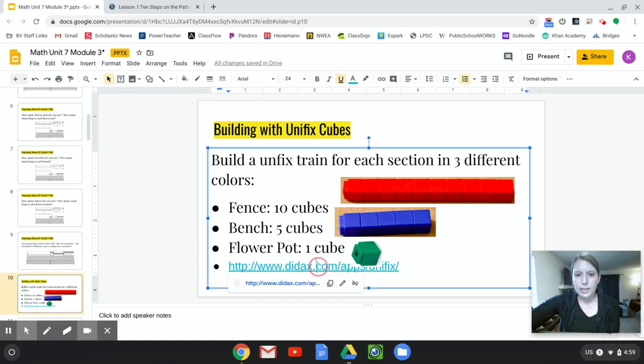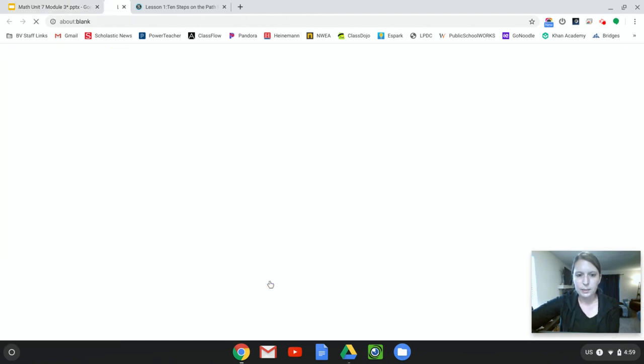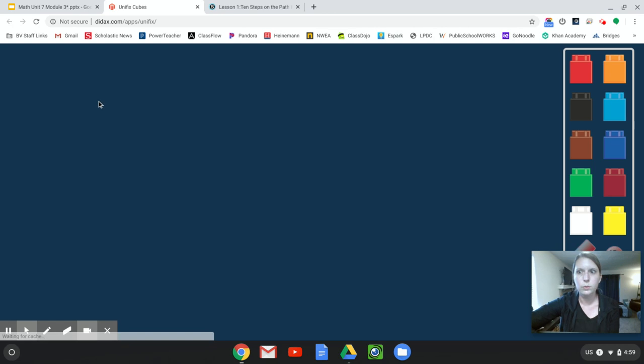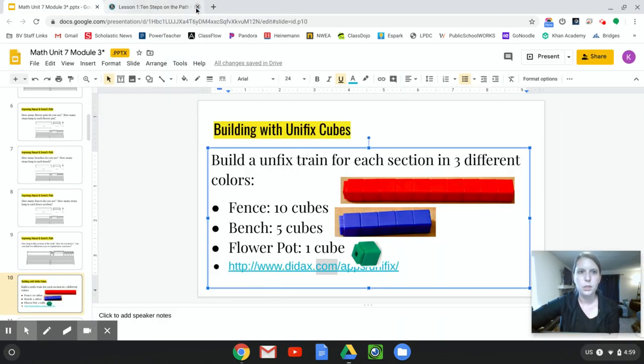And if you click this link, it will take you to a place where you can actually use cubes if you would like. That's up to you, though. You can build at home, too. You guys see my dog back there?